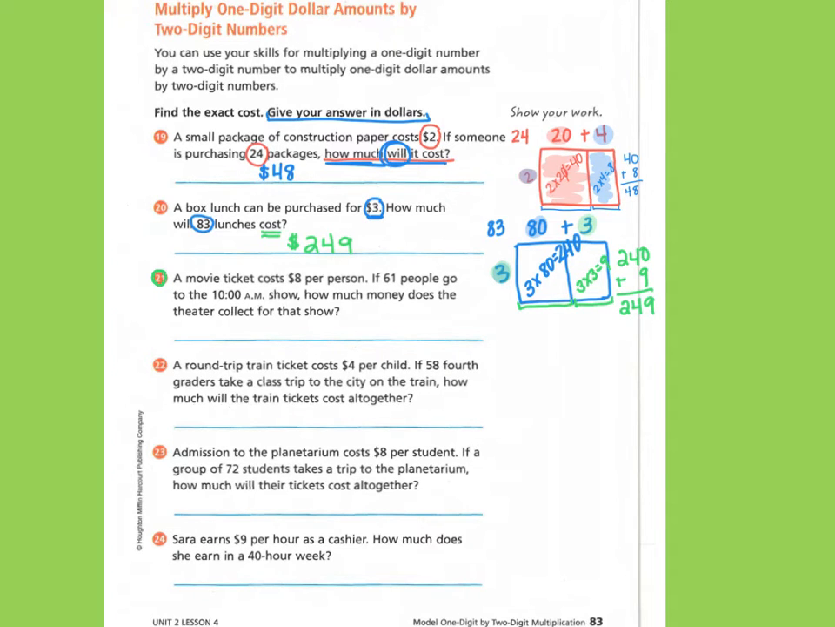Now that you've given number 21 a try, let's see how you did. A movie ticket costs $8 per person. If 61 people go to the 10 a.m. show, how much money does the theater collect for that show? I should be multiplying 61 times 8. The first thing you should have done is expanded out 61 into 60 plus 1. Now you can draw your area model. 61 times 8. I'm going to split up my tens and my ones.